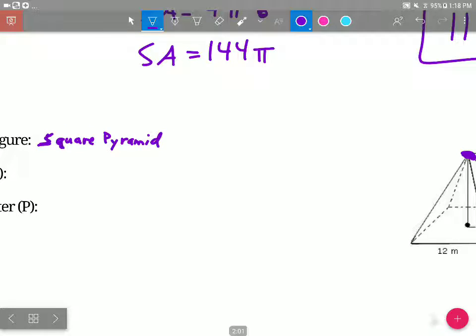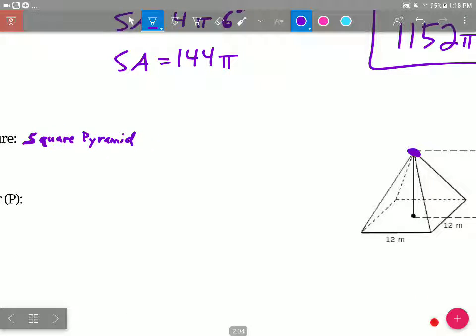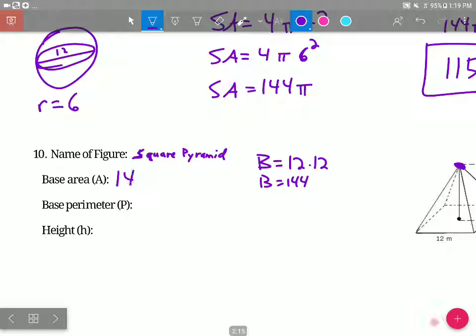So the area of the base is a square. So the base is 12 times 12. So the base is 144 inches squared. The base perimeter, well, it's 12 all the way around. So you can say 12 plus 12 plus 12 plus 12, or you can just say 4 times 12, because that's the same thing, which is 48. No, it's not a B, that's a P, because it's for perimeter. 48 inches, because perimeter is a distance.